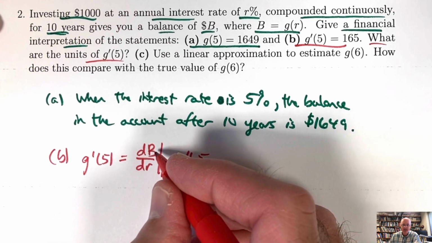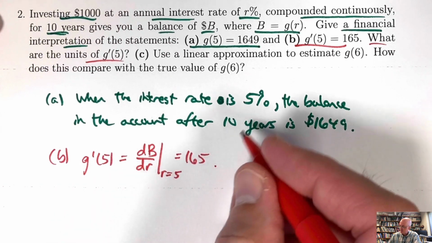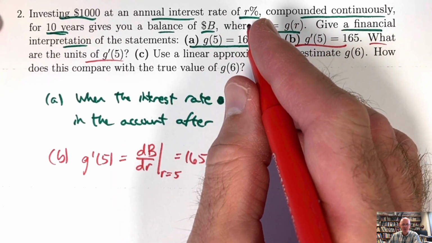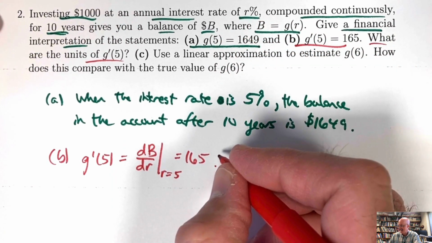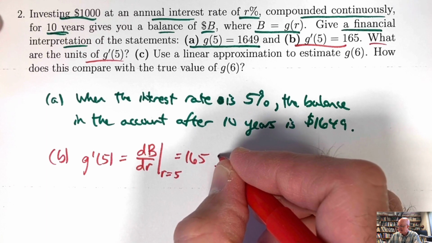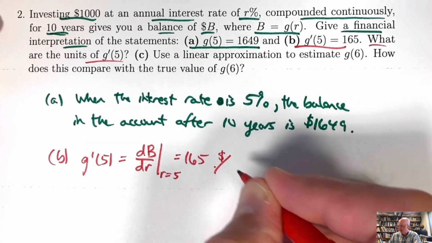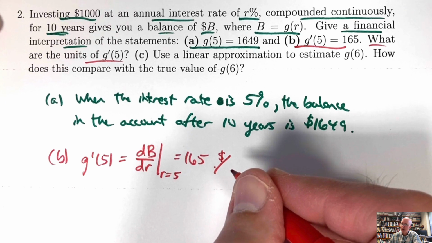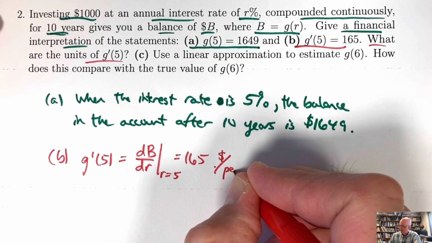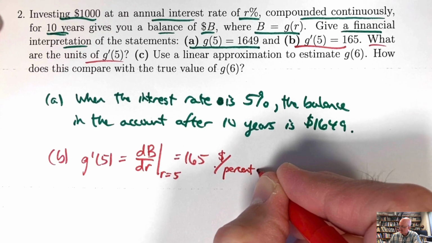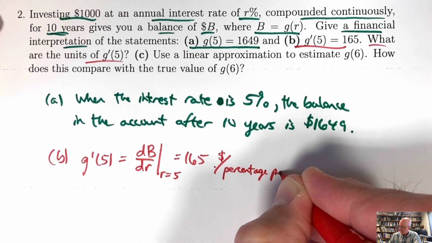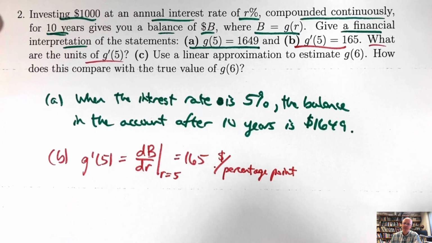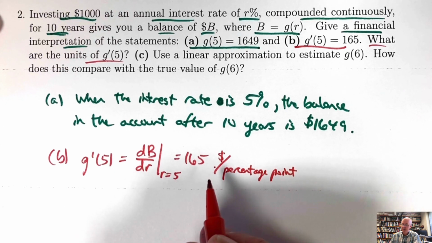It would be units of B per unit of R. B is in dollars, R is in percent? Yeah. You could say this is in dollars per percentage point. You don't say percent here, you say percentage point. Kind of a weird thing, but it is standard. Intuitively, this is a rate of change of B with respect to R.